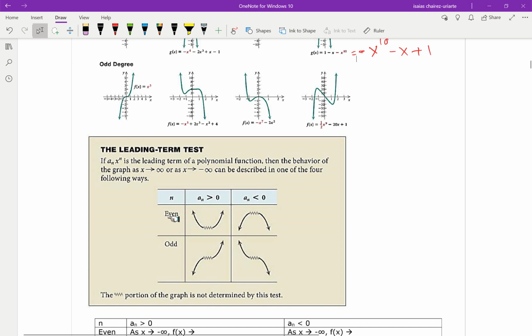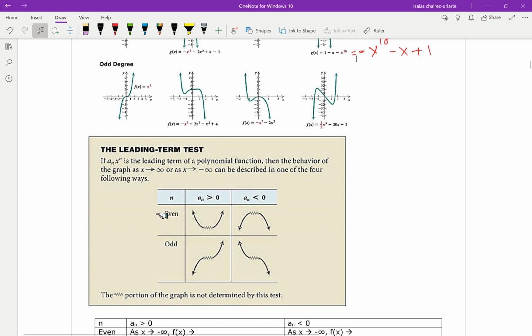So again, if n is even and the leading coefficient is positive, I have a little u. And these little zigzaggy lines in the middle mean that my graph could do all sorts of crazy behavior in the middle. I don't know what happens in the middle, but in the long term, as x goes to positive infinity, as x goes to the right, my graph goes up, and as x goes to negative infinity, my graph also goes up. So that's if the degree is even and the leading coefficient is positive.